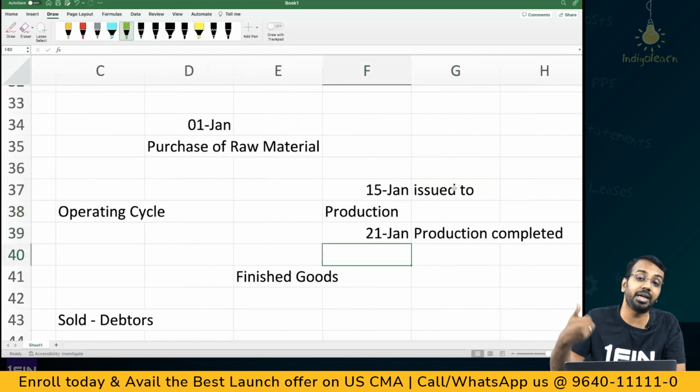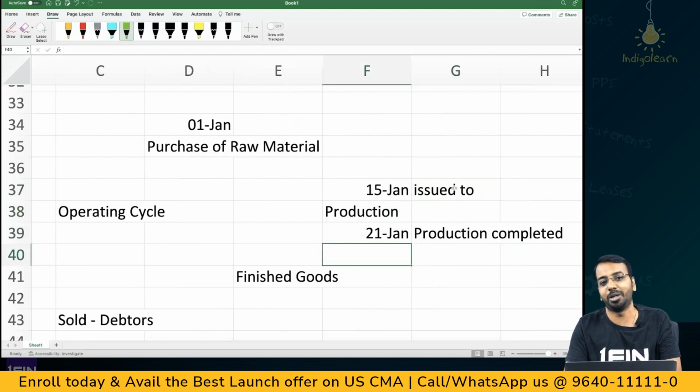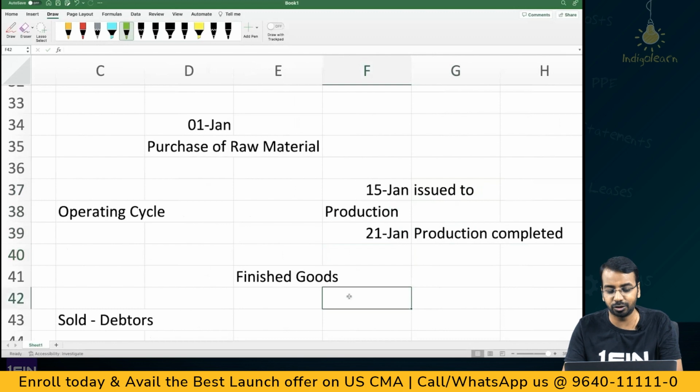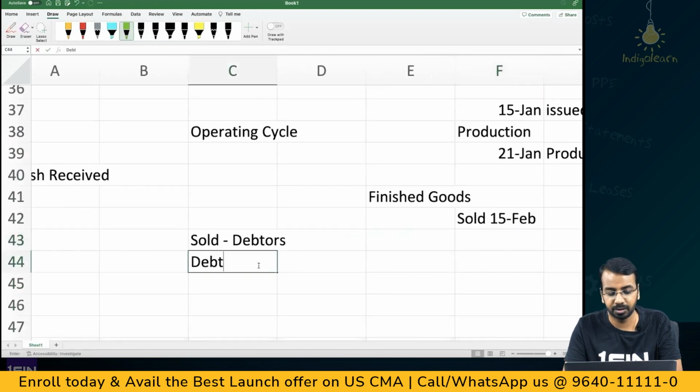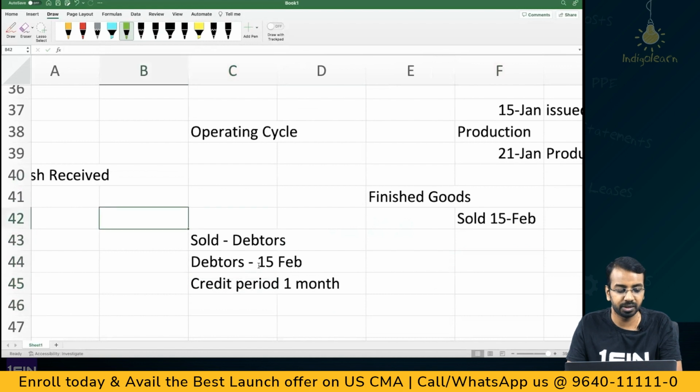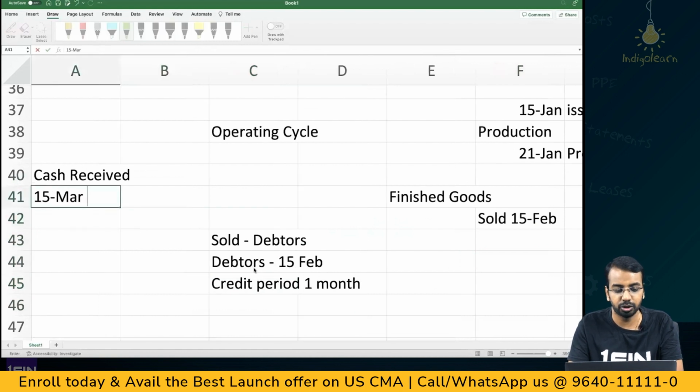Now, immediately the day when the production is completed, you will not be able to sell. So let us say finished goods is sold on 15th of February. And debtors will not pay you immediately. Debtors, 15th February, credit period, 1 month. So on 15th March, you receive the cash.